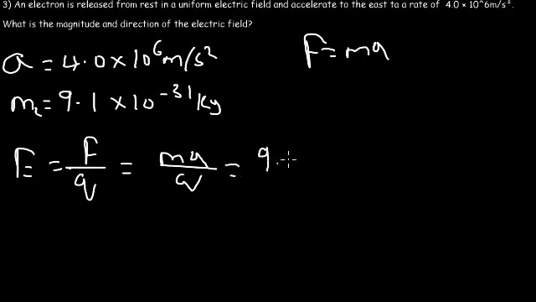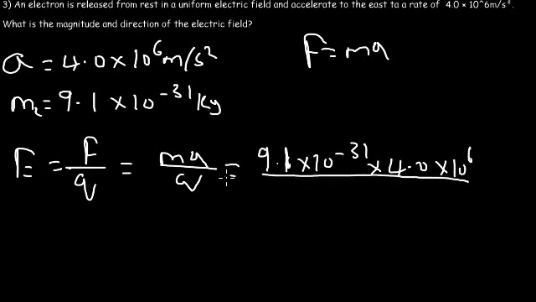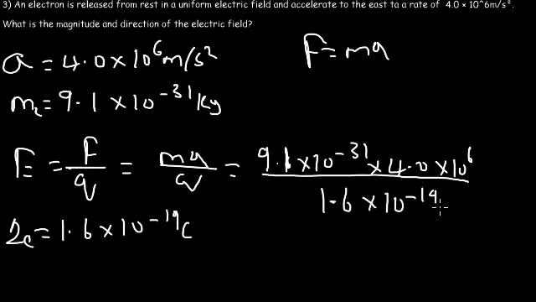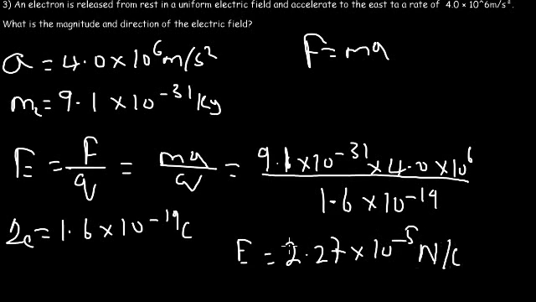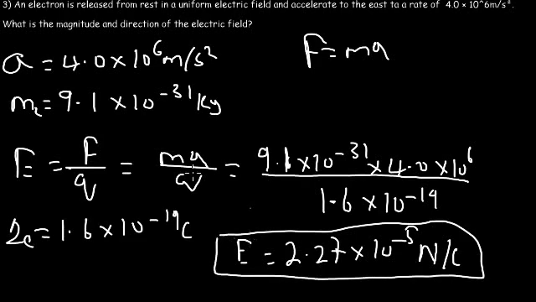So the mass is 9.1 times 10 to the power of negative 31, and the acceleration is 4.0 times 10 to the power of 6. And I'm going to divide that by the charge of the electron. The charge of the electron, I said, is indeed equal to 1.6 times 10 to the power of negative 19 coulombs. And I have it this way. So just like before, I'm going to type everything into my calculator in order not to waste much of our time. And if you type that properly, you should get 2.27 times 10 to the power of negative 5 newtons per coulomb. And this is the magnitude of the electric field.